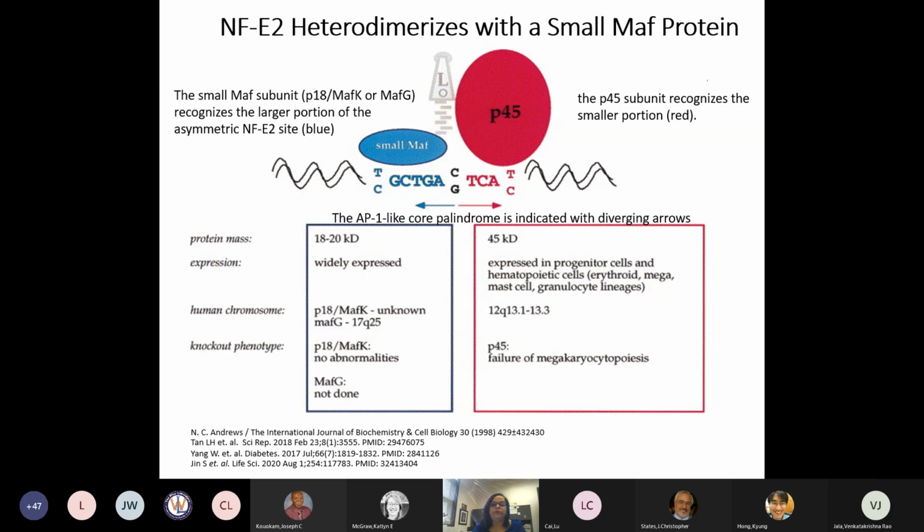NFE2 is a 45 kilodalton protein, and it's distinct from NRF2, which is NFE2 related factor 2. However, both P45 NFE2 and NRF2 heterodimerize with small MAF proteins. And once they heterodimerize, they are capable of either activating or inhibiting gene transcription. Also, a point to note is that the small MAF proteins can homodimerize and inhibit P45 NFE2 transcription, so they compete for the binding site of P45.